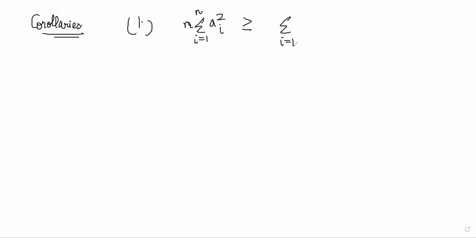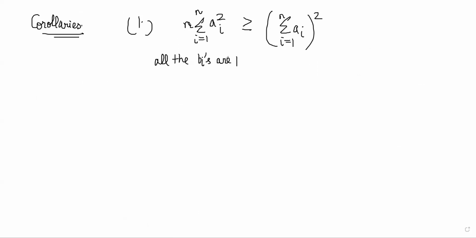Let's look at some of the applications of this Cauchy. So basically some corollaries for Cauchy's inequality. The first case is n times the summation of i goes from 1 to n of ai square is greater than or equal to the summation of i goes from 1 to n of ai, whole square. What is this? Here we are saying all the bi's are 1.